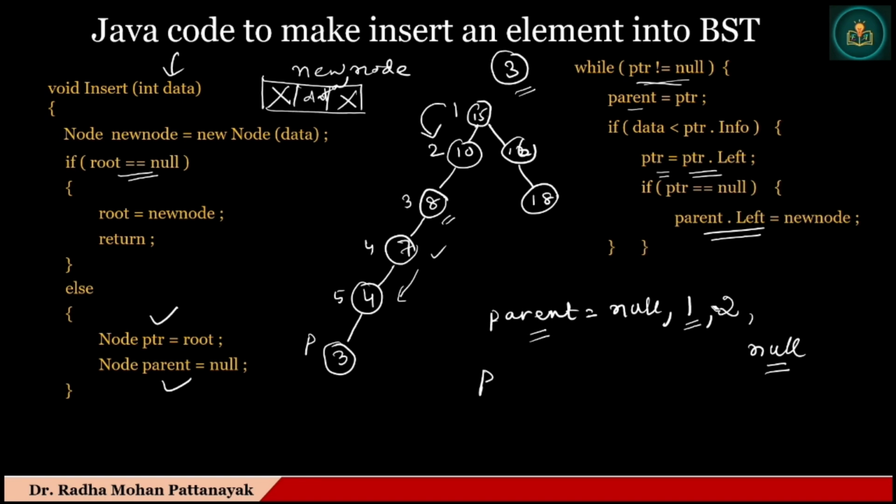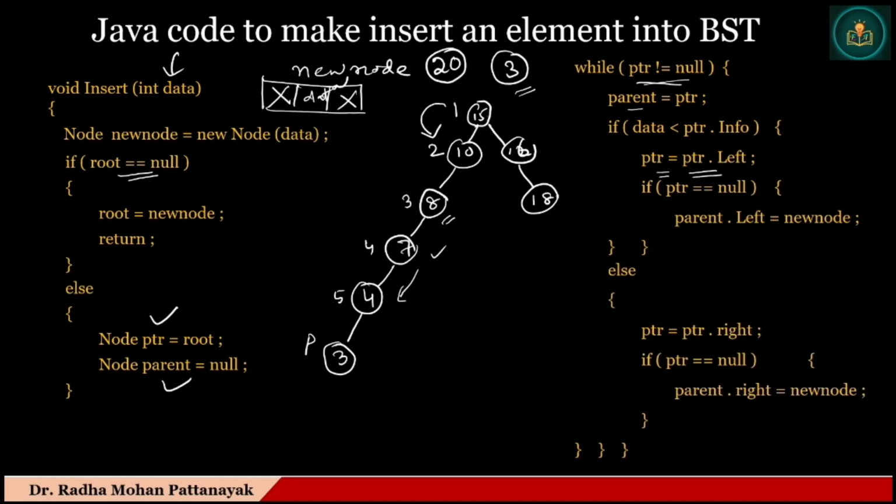You can insert it into the right side of a node, right? So now we'll process how to insert that element into the right side of a node. You want to insert 20. Same procedure: you need to check 20 with the root first. If it is greater, then you will come to the right side.